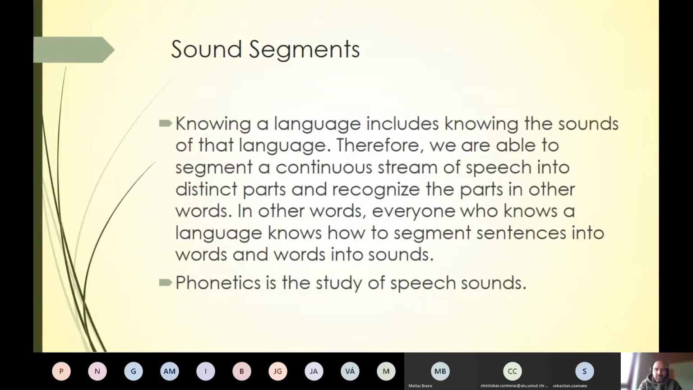Sound segmentation, that we're going to refer to right now in the next slide, okay? Juan Alfaro, are you here? Could you read the slide, please, aloud? Yes. Thank you so much.